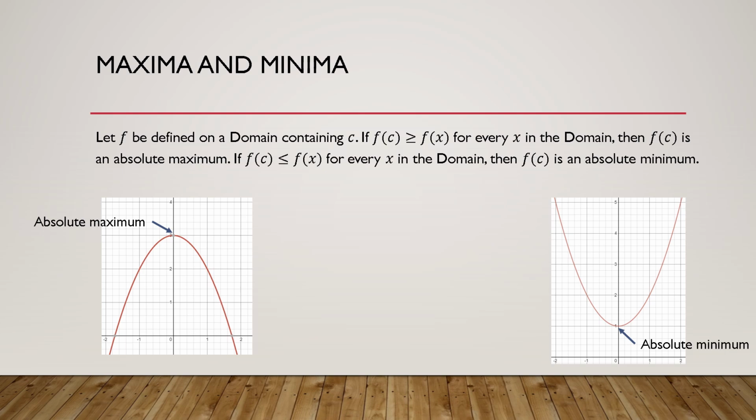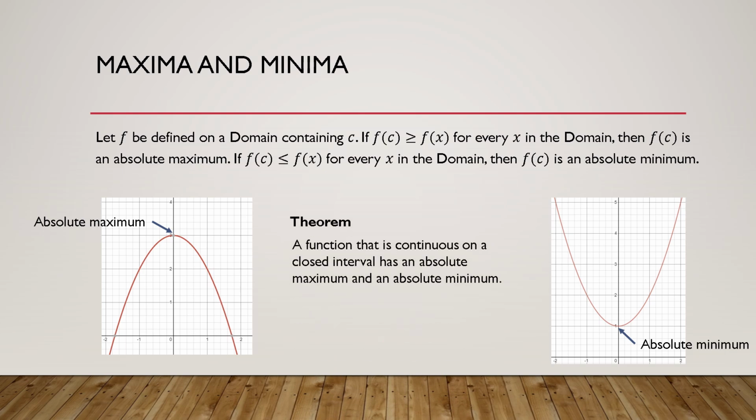The maximum or minimum may occur at the edge of the domain or at some midpoint, as depicted in the two graphs. The following theorem applies: a function that is continuous on a closed interval has an absolute maximum and an absolute minimum.